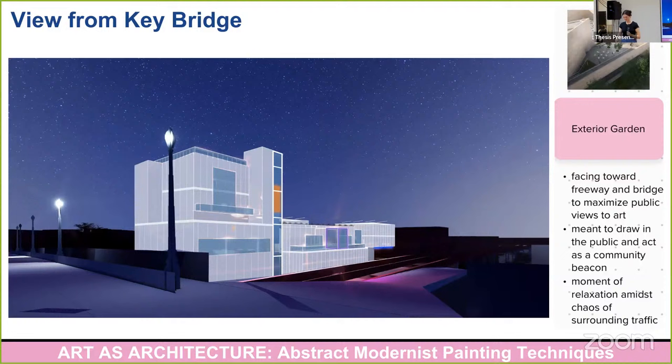This view from the Key Bridge towards the sculpture garden at night is meant to maximize public views to the art. There are various moments of colored lights, such as the orange elevator core and pink and blue LED lights, which frame the bridge and cantilevered volumes. This highlights the luminous materiality of the building at night and reflects how Rothko's artwork can change dramatically with different levels of daylight.